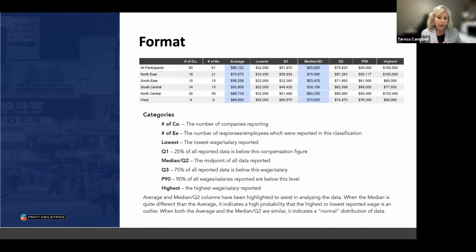So on the low end, you see the very bottom, and on the highest end on the right, you see the very top. But the median and the average are highlighted so that you can really get a clean, true understanding of what data we have, as well as the quartile 1, quartile 3, and P90, which is 90% of all of the wages and salaries reported. So the high end becomes separated out. Any questions on this when you're using the report should be asked. We're all here to help support you.